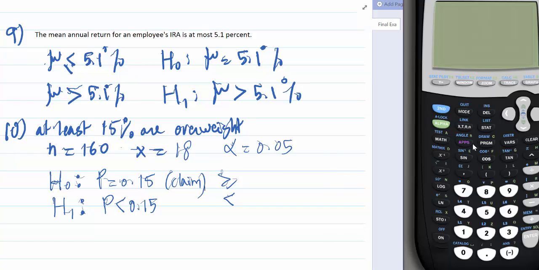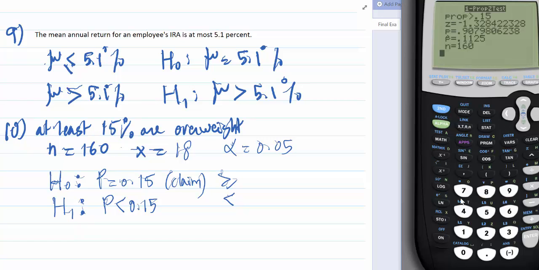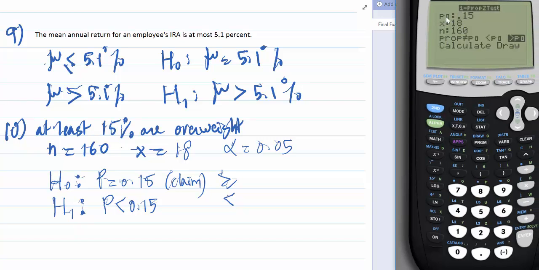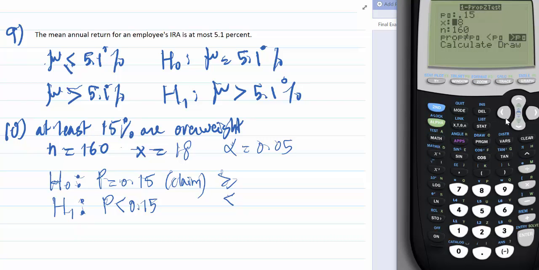Okay, how do we test this claim? Let me show you on the calculator. It's 1-proportion z test. So stat, turn the calculator on, stat, tests. It's 1-PropZTest. P0, this is the value from the null hypothesis, which is 0.15. And then scroll down. X is the number of successes, which is 18. N is 160. And now, here you choose the alternative, not the null hypothesis, the alternative, which is what here? Less than. Enter. And then hit calculate.